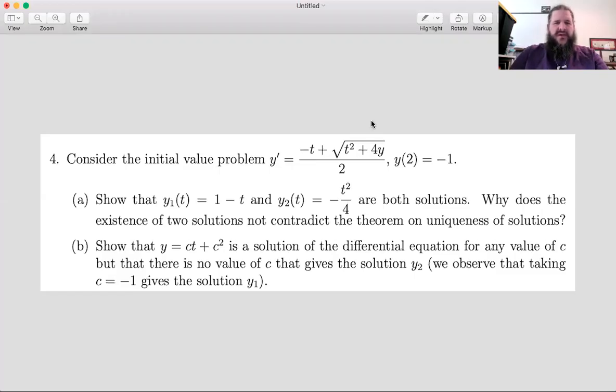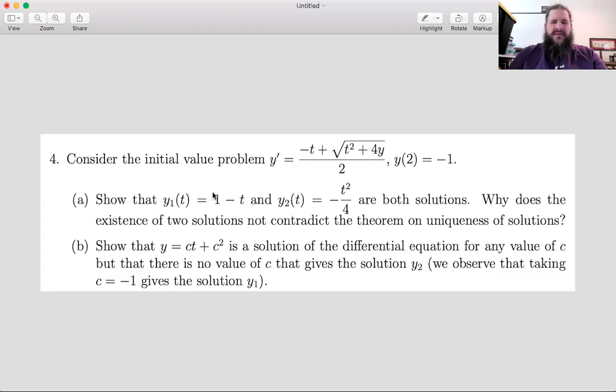In this example, it looks like we have an initial value problem, and we know the differential equation and the initial value. And first of all, it's asking us to show that these two functions are solutions. So in general, how do we check if something counts as a solution or not? If you can plug it back in and still get the same grid.